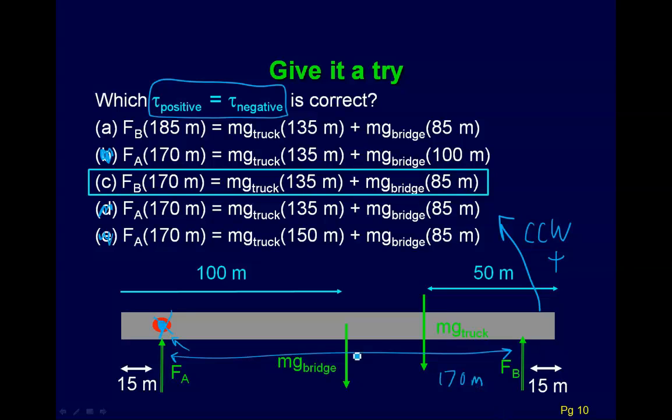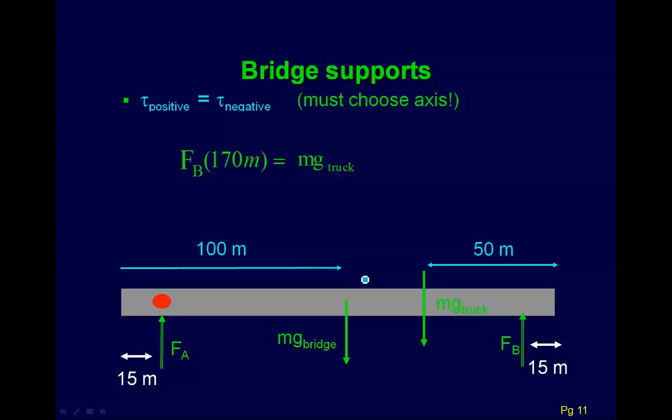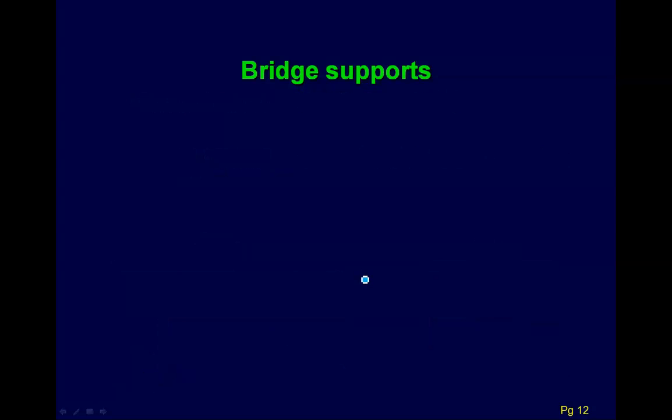The two other forces, the mg's, want to make it rotate in the clockwise direction, which is technically our negative. And then if you find the distances for those two guys, the distance from here to here, I believe, was 85 meters, and the distance from the pivot point to mg of the truck was 135 meters. Right over here. And so that leads us to equation C. And here's just me writing this out again.